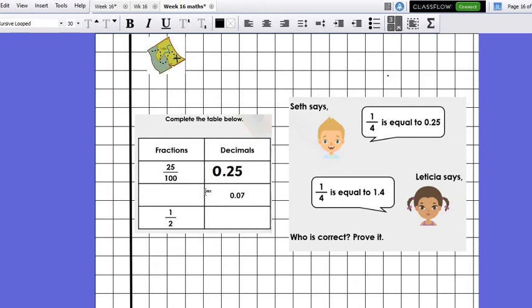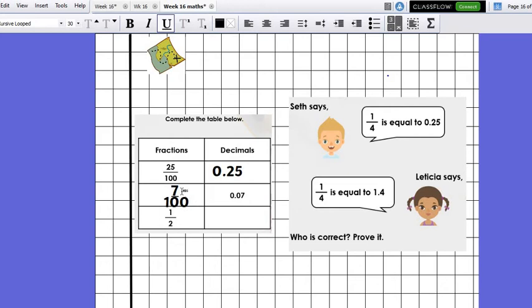Then again, we look here, we've been given a decimal this time, 0.07. So straight away, I know it's over 100, and I know that I've got 7 parts of that 100, not 70 parts, because it's in the hundredths column, not in the tens column. So I know I've got 7 parts, not 70, so it is just 7 over 100.